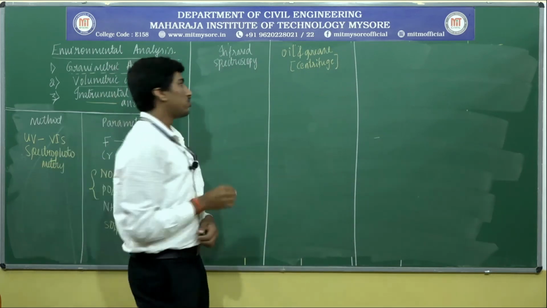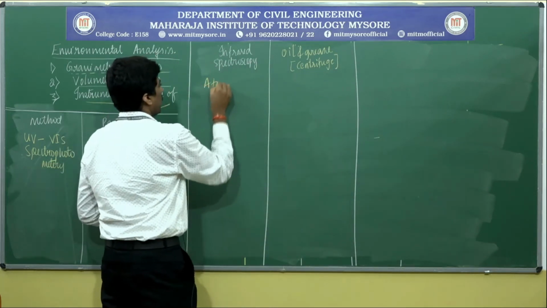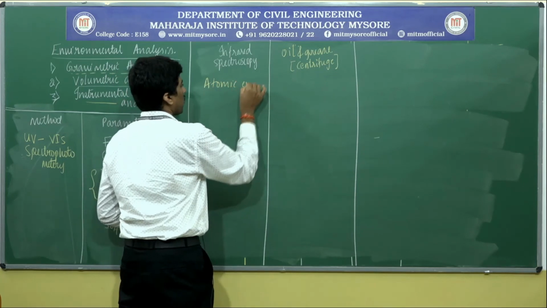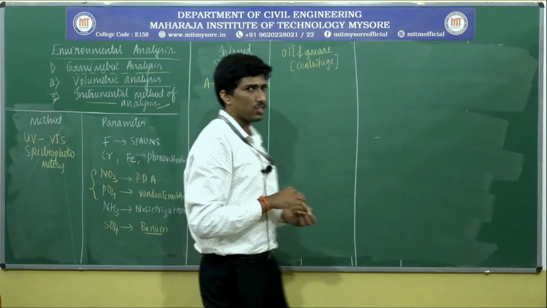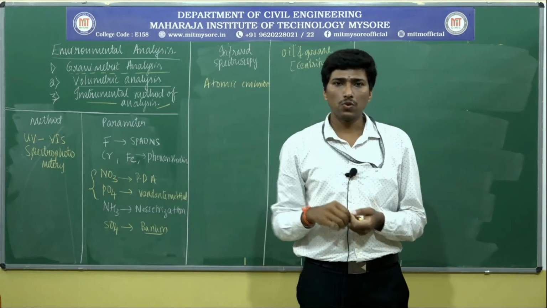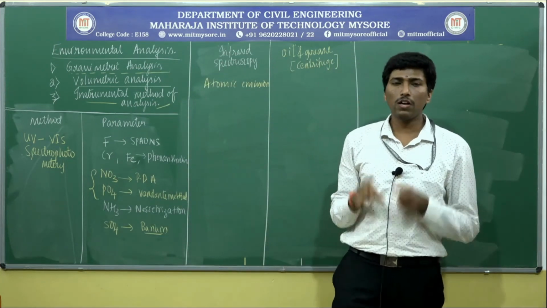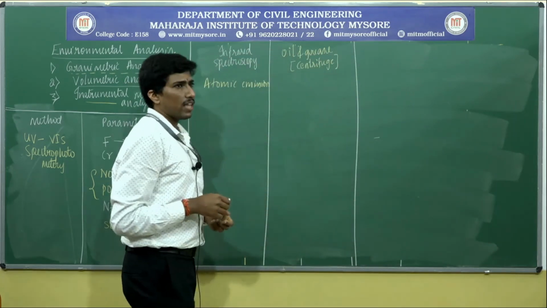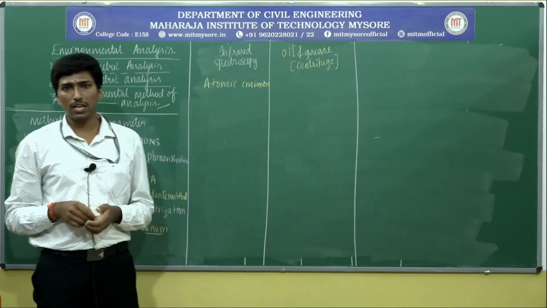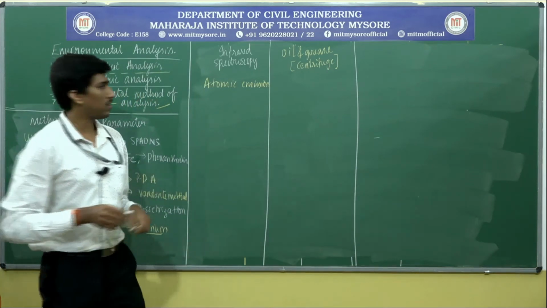Next, atomic emission means whatever the amount of light radiated that has been taken. So E is equal to sigma T to the power of 4. That phenomenon is working in atomic emission. For that, we come across the flame photometric method.